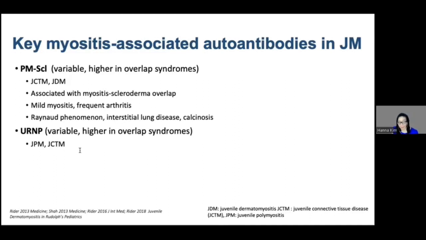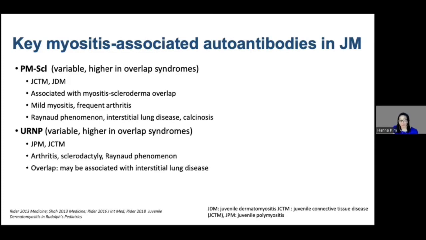U1-RNP is the next myositis-associated autoantibody I'll mention. It also has a variable frequency, more commonly seen in overlap syndromes. This is seen in juvenile polymyositis without the typical skin rashes and in overlap myositis. This is associated with arthritis, sclerodactyly, and Raynaud's phenomenon. And when it is seen with the overlap myositis, it may be associated with interstitial lung disease.